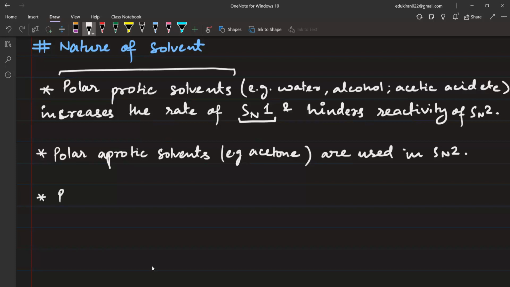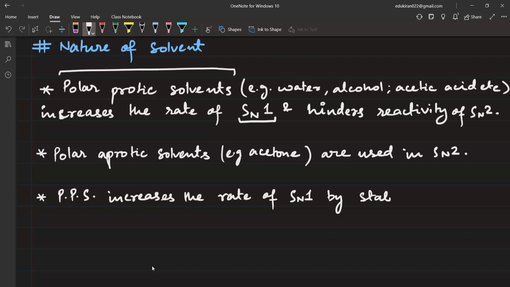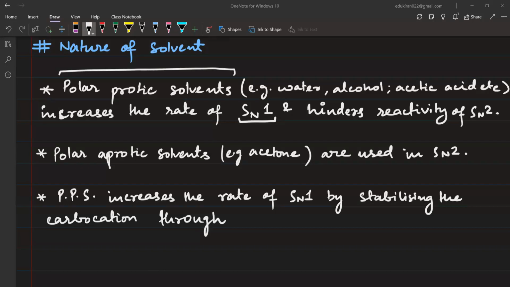Then you will write next point. Polar protic solvent, PPS, increases the rate of SN1 by stabilizing the carbocation through solvation of halide ion. Through solvation of halide ion.